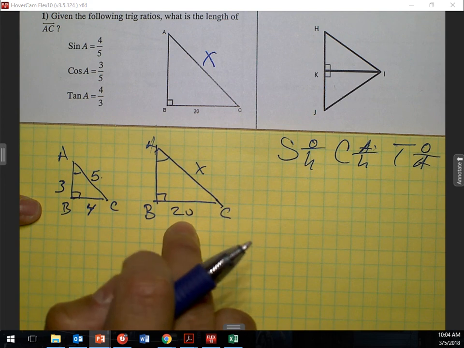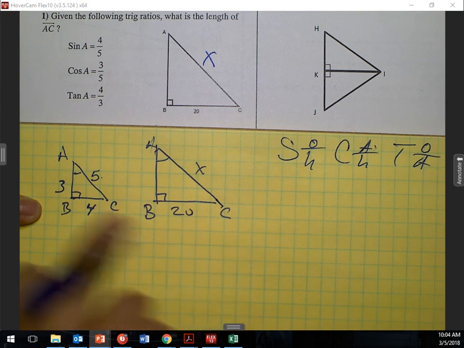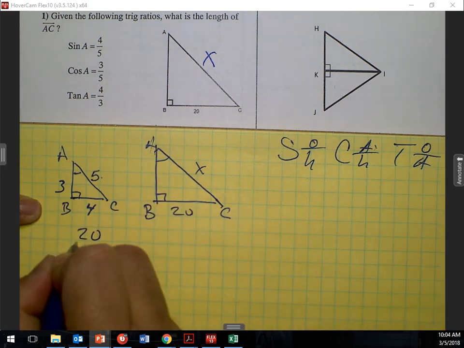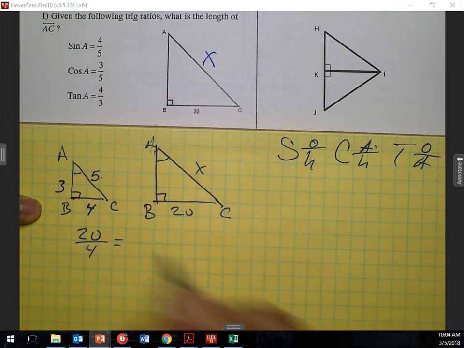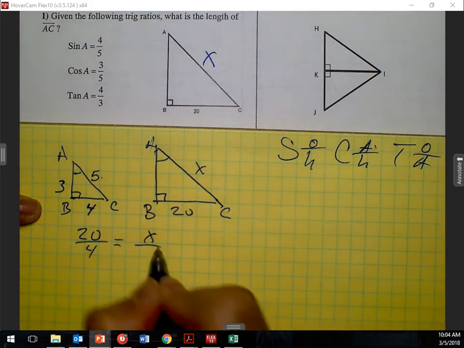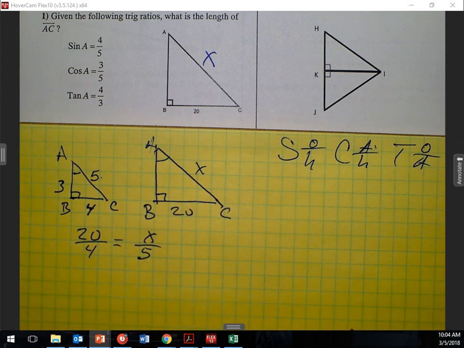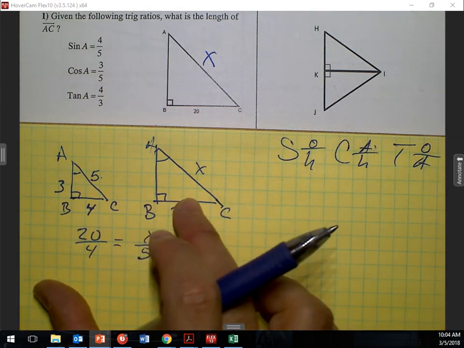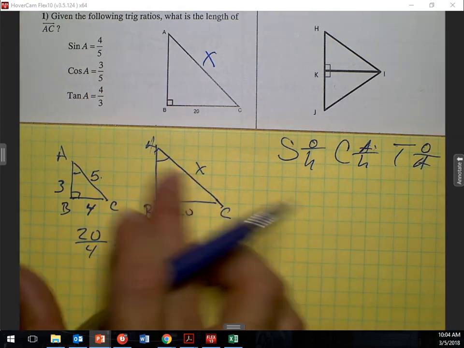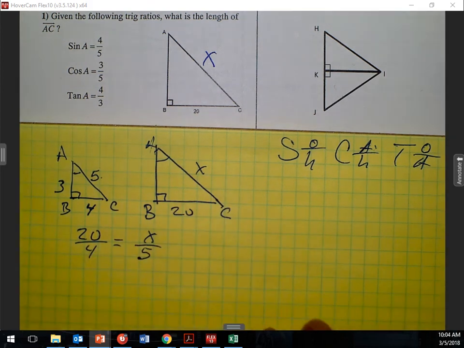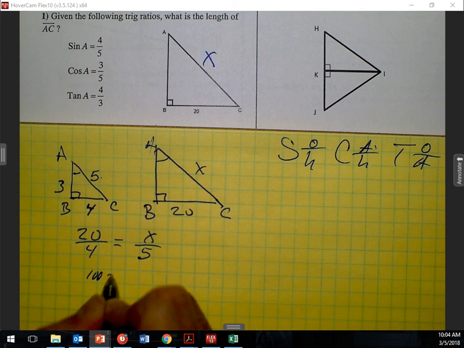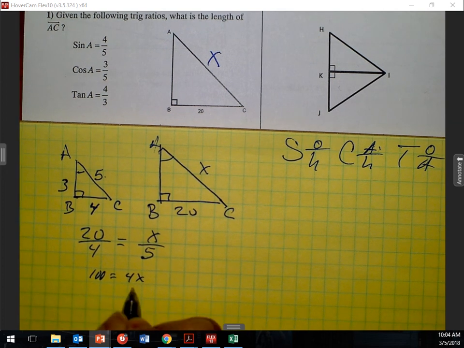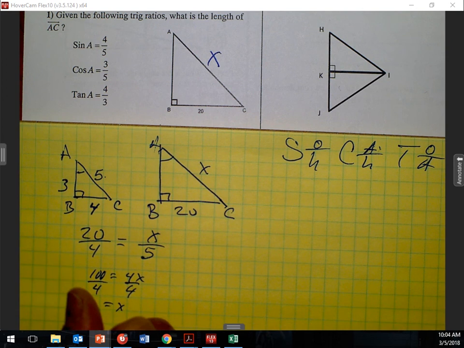You said 20 over what? 20 over 4, very good. A couple different ways of doing it. So 20 over 4 equals x over 5. Does that make sense? This should be pretty straightforward, right? We have been doing this for a while with the similar triangles. Cross products, 100 equals 4x, divided by 4. X is 25.